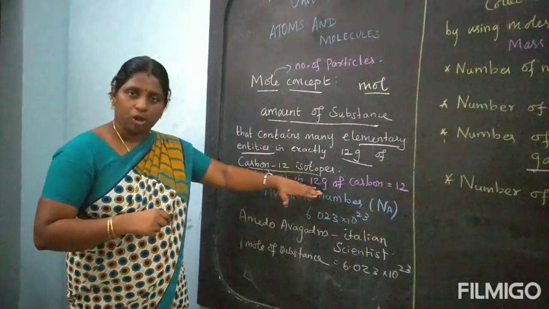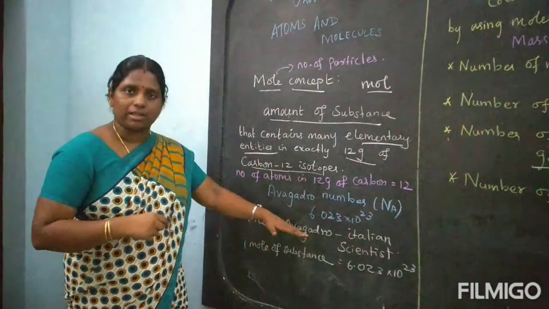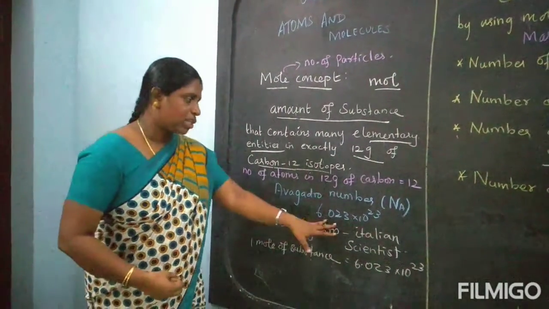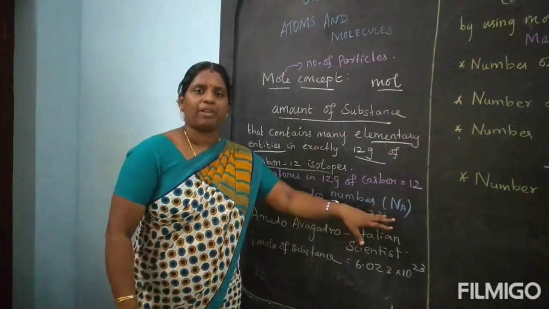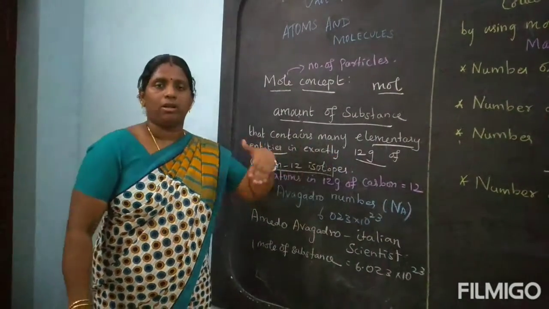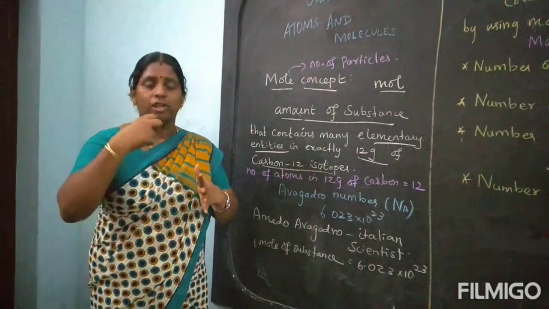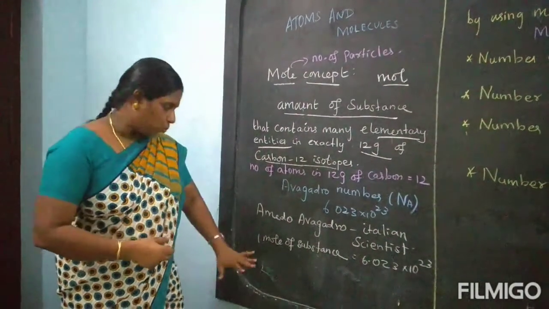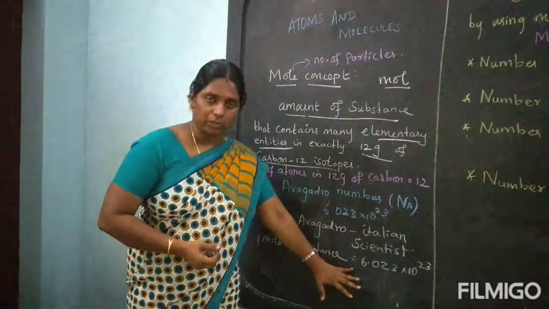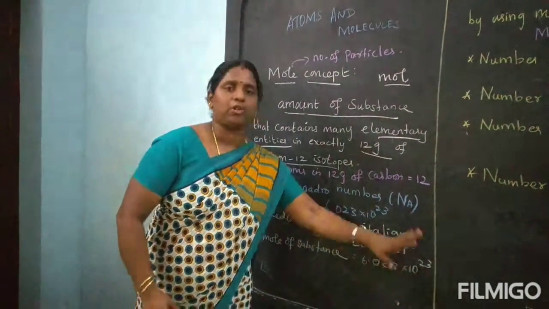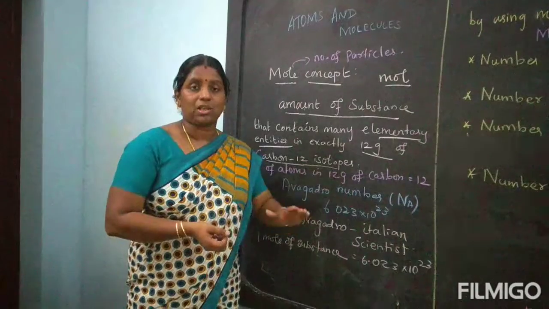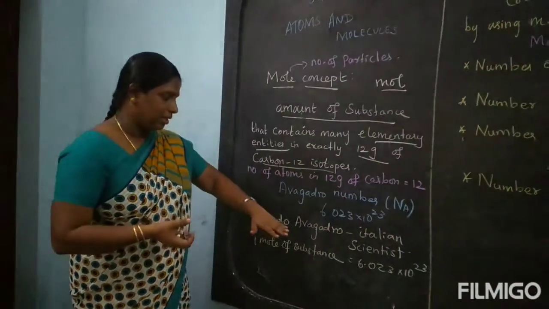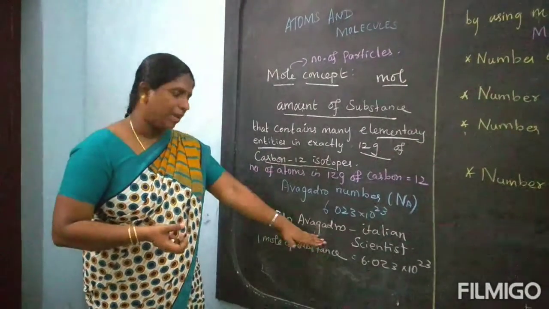Using this carbon, Avogadro calculated experimentally one constant value, that is 6.023 into 10 to the power 23 for all the mole. If you want to calculate the number of particles present in an element, that is the constant value. So 1 mole of substance is equal to 6.023 into 10 to the power 23. This is the constant value for all amount of substance calculations. It was experimentally derived by Avogadro.